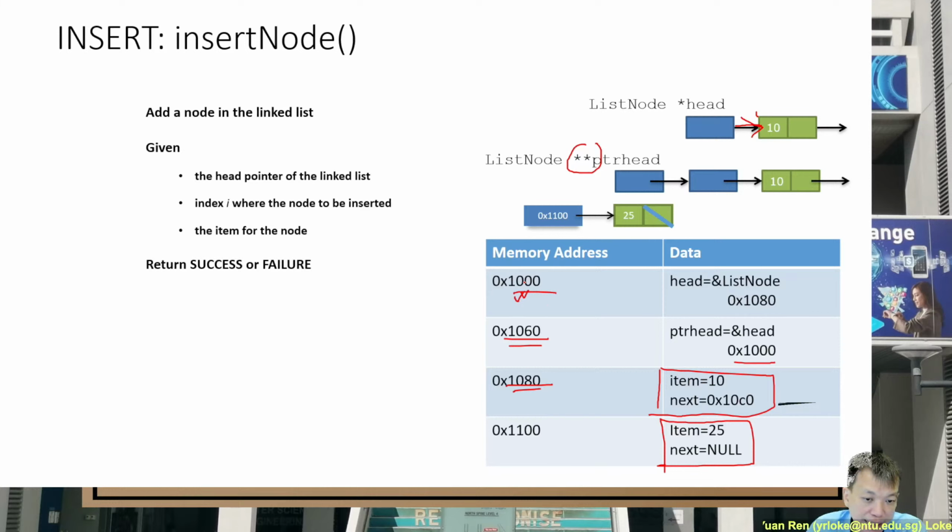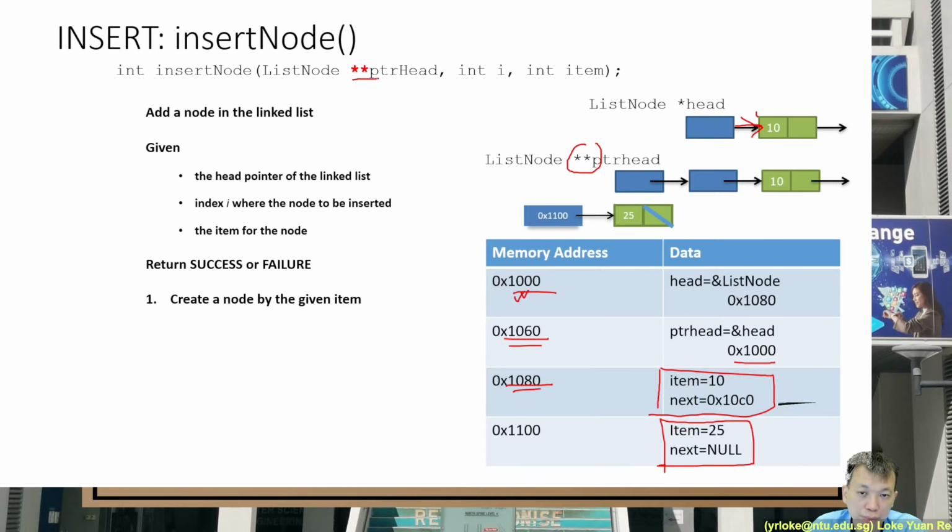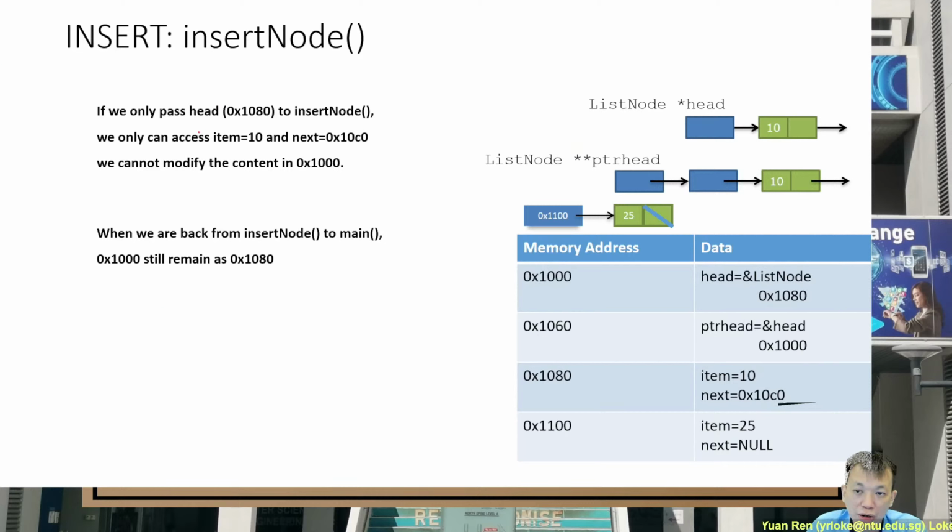So if that is the case, in my function, I need to use the pointer to a pointer. It's due to when I insert the nodes at the front, I face this problem. I need to update the head pointer. So let's see. If I only pass the head to insert nodes, I will only be able to access these particular nodes. I can change the content, I can change the next, but I cannot change my head pointer if I only simply pass the head.